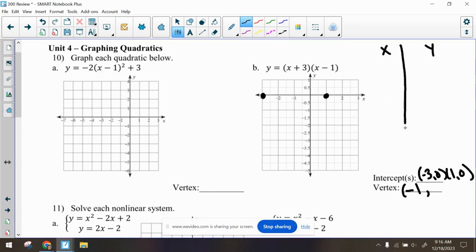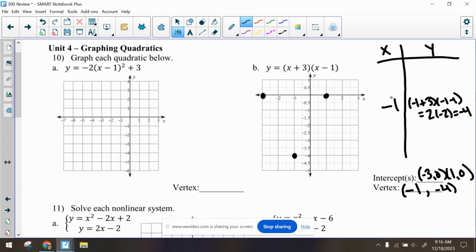So I'm going to draw my xy table. I'm going to put -1 directly in the center, and then I'm going to substitute that in. So -1 plus 3 and -1 minus 1. That's like we're doing 2 times -2, which gives me -4. So I know my vertex then is down at -4.